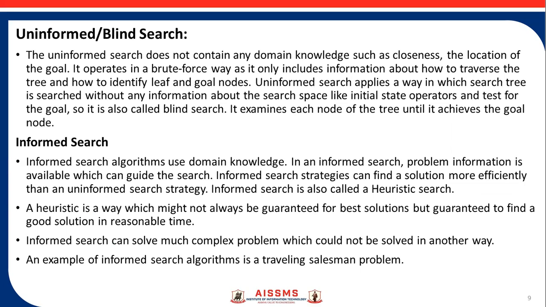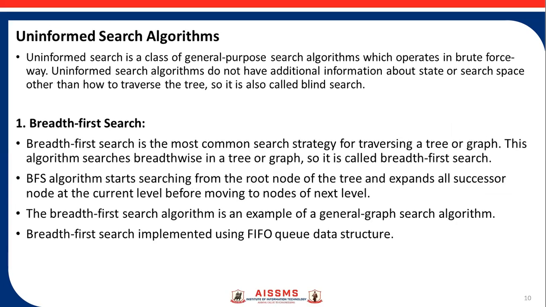Informed search is also known as heuristic search. A heuristic is a way which might not always be guaranteed to give the best solution, but is guaranteed to find a good solution in reasonable time. Informed search can solve much more complex problems which could not be solved in another way. For example, an informed search algorithm is the traveling salesman problem.